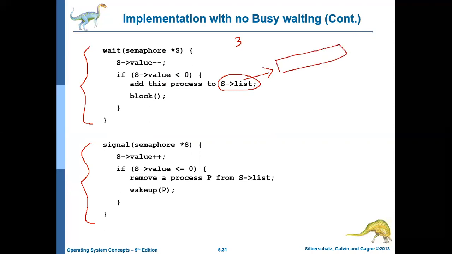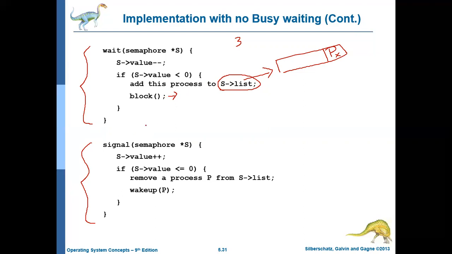It means currently the resource is not available, so that particular process is added to the waiting queue. It is waiting for the resource. Instead of busy waiting, instead of making the process spin lock there, we are adding the process to the waiting queue. It will wait there until the value becomes equal to 0 or greater than 0, and then you call block, meaning it is now blocked, so it cannot enter the critical section.